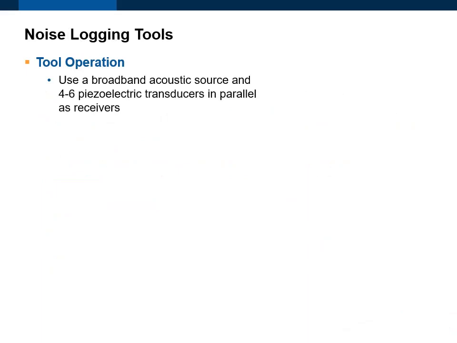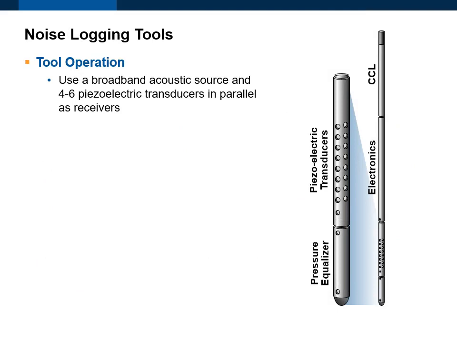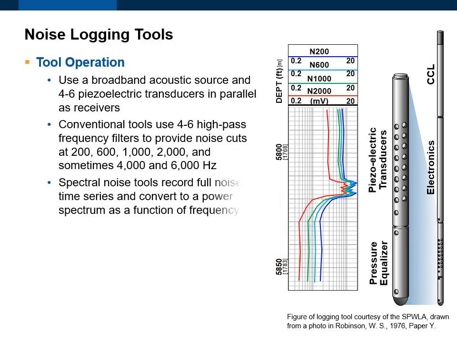Noise logging tools use a broadband acoustic source and 4 to 6 piezoelectric transducers in parallel as receivers. Conventional tools use 4 to 6 high-pass frequency filters to provide noise cuts at 200, 600, 1000, 2000, and sometimes 4000 and 6000 Hz. Spectral noise tools record full noise time series and convert to a power spectrum as a function of frequency. Why use noise logging tools?